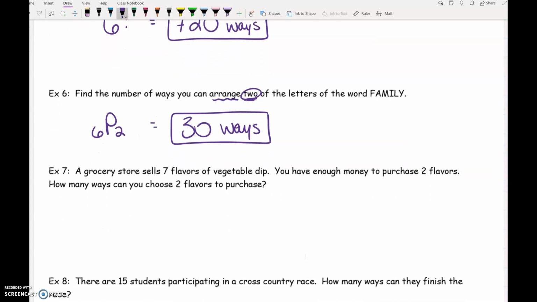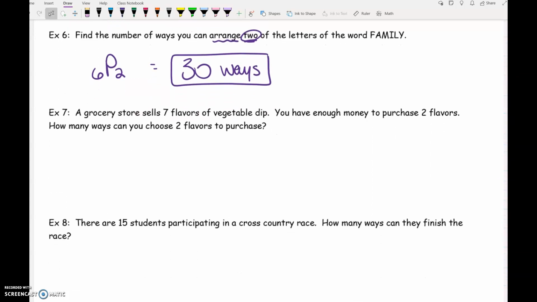A grocery store sells 7 flavors of vegetable dip. You have enough money to purchase 2 flavors. How many ways can you choose 2 flavors to purchase? Which do you think we're going to use? C. So there are 7 flavors, and we are choosing 2 of them, because whether you get ranch and dill or dill and ranch, you're still getting the same 2. 7C2, 21.